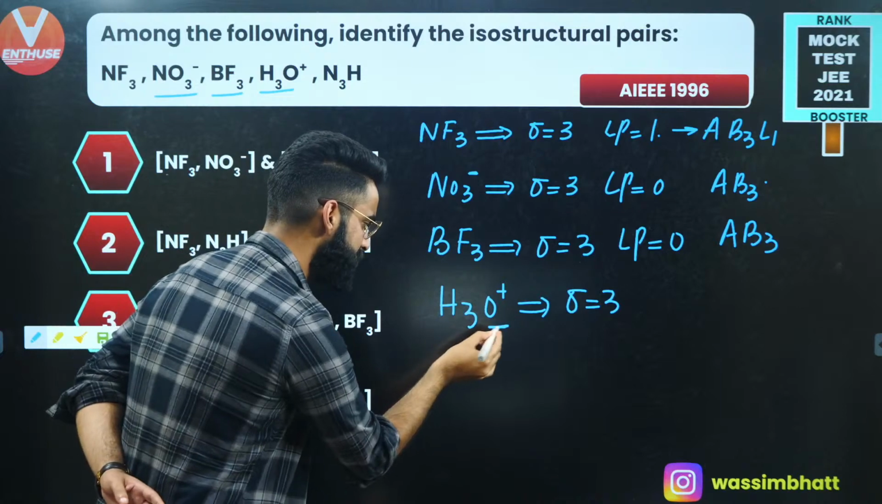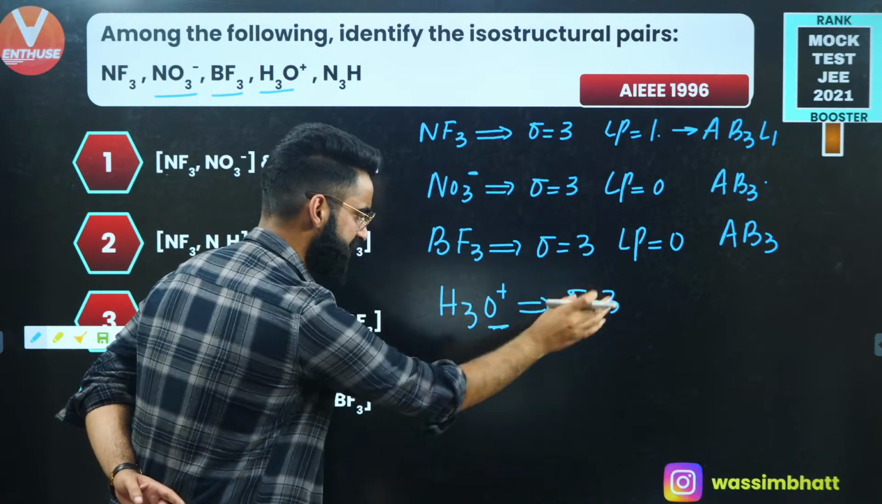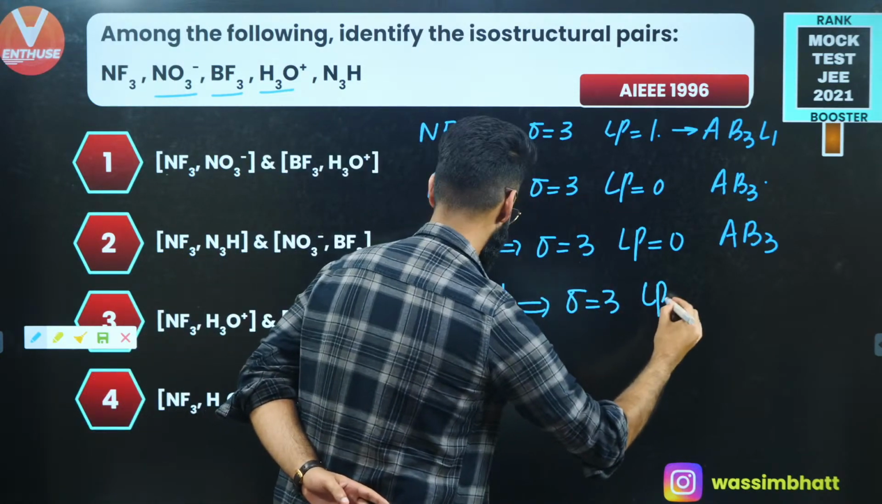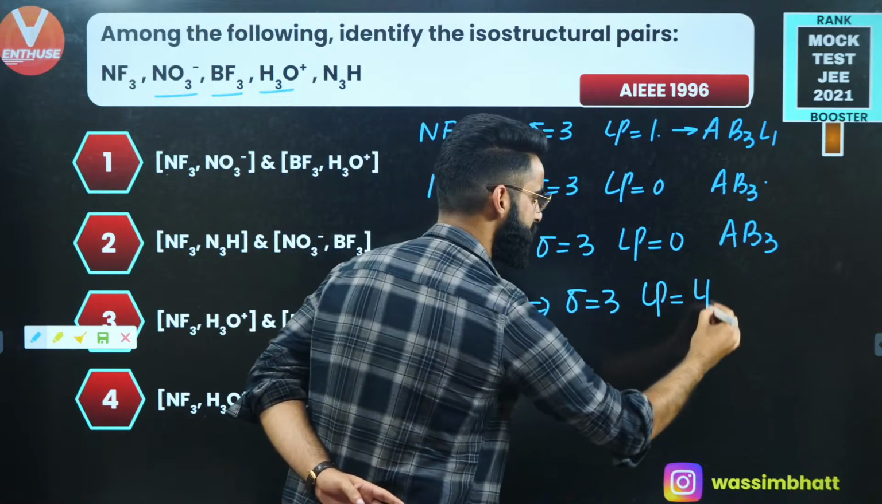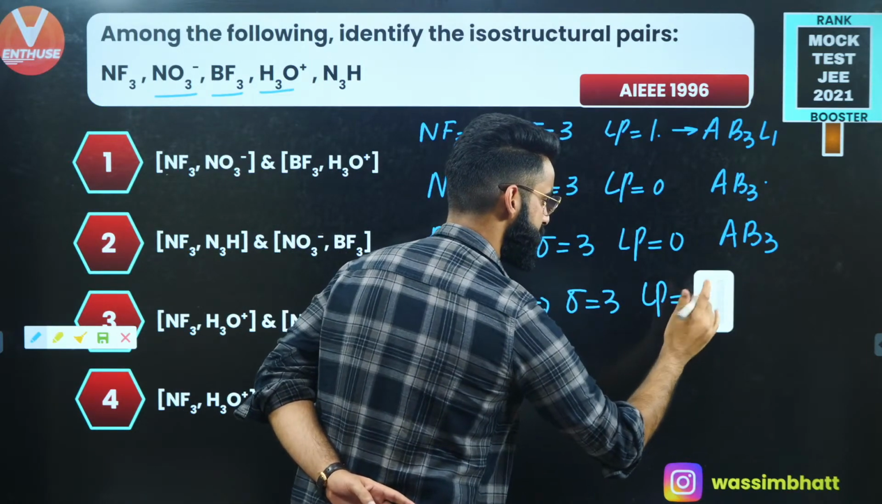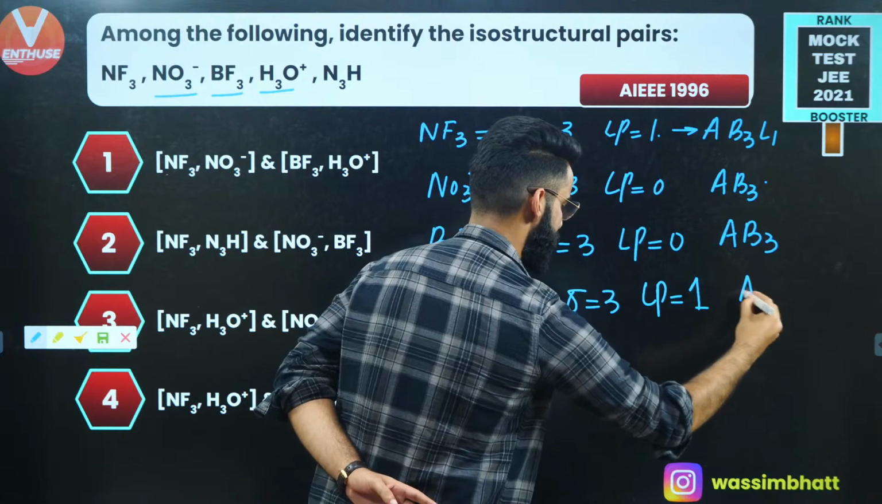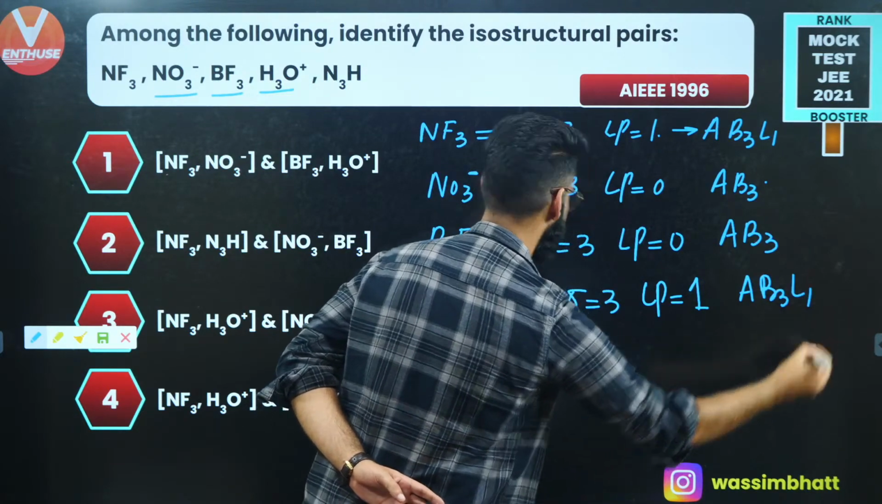If this is the central atom, how many terminal atoms do we have? 3. So sigma bonds 3, right? How many lone pairs will we have right here? There'll be 1 lone pair on oxygen. So the type of molecule is going to be AB3L1, correct?